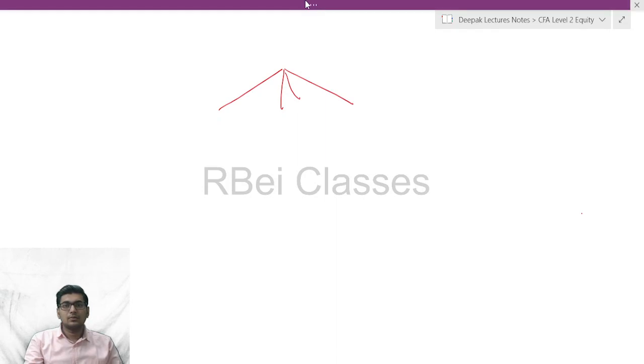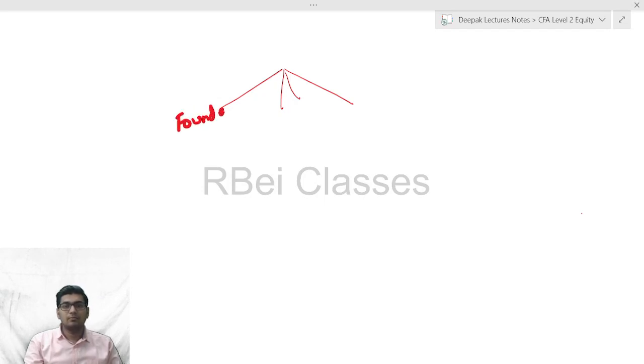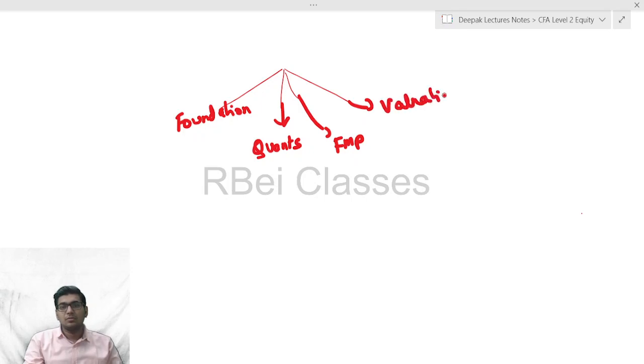Okay. Let me change it a little bit. So it starts with the foundation, then we have quants, then we have FMP, and the last one is the valuation. So first of all, I'll start with listing out the important topics, important chapters in our syllabus.